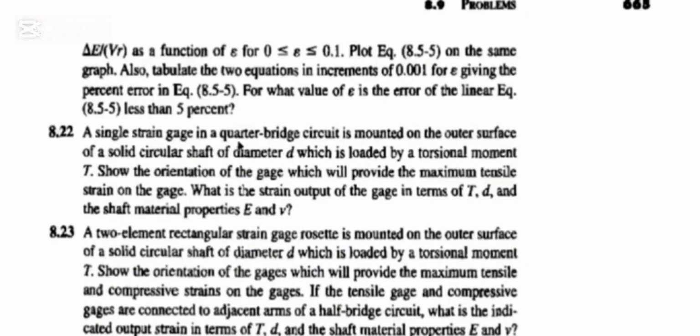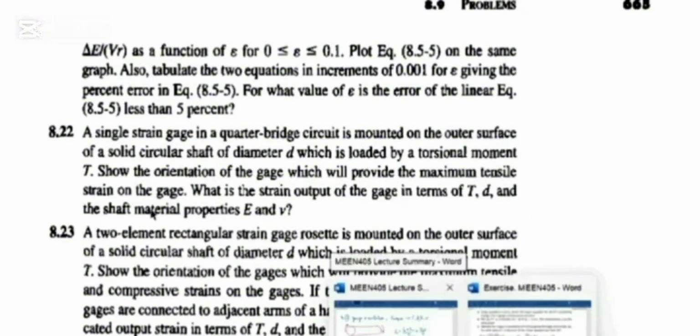The next question says what? A single strain gauge in a quarter bridge circuit is mounted on the outer surface of a solid circular shaft of diameter D, which is loaded by torsional moment T. The question asks us to show the orientation of the gauge which will provide the maximum tensile strain on the gauge. What is the strain output of the gauge in terms of T, D and the shaft material properties? The shaft material properties are the Young modulus and the Poisson ratio.